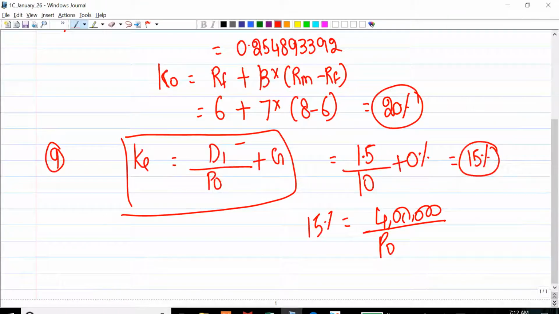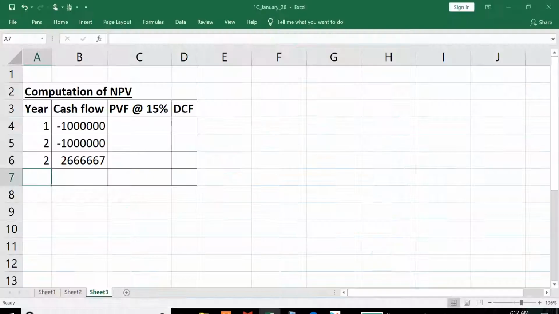The logic for that is this. For P naught, it is D1 by KE. So similarly, when you are valuing your 3rd year cash flow, the value will be written in the 2nd year. Perpetuity is always valued a year in advance.